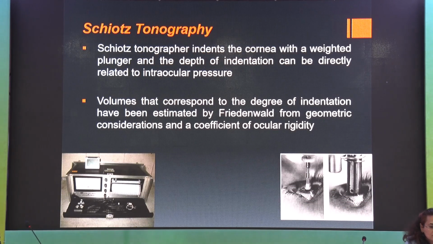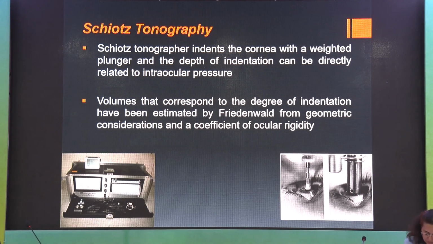These are some of the tonometers which are used, the electronic Schiotz tonometer, and it indents the cornea with a weighted plunger, and you find the depth of indentation can be directly related to the ocular pressure, and the volumes that correspond to the degree of indentation have been estimated already by Friedenwald and by Langham for the pneumotonometer, and they can be directly read out. These are available in almost all the volumes of Becker-Shaffer, as well as you can get it through the net.